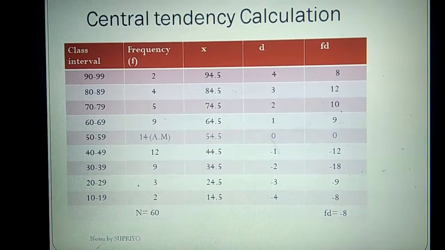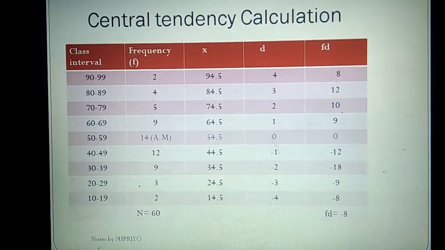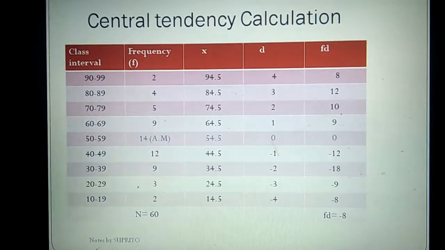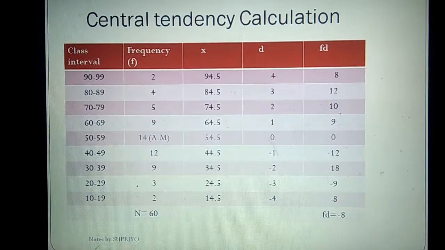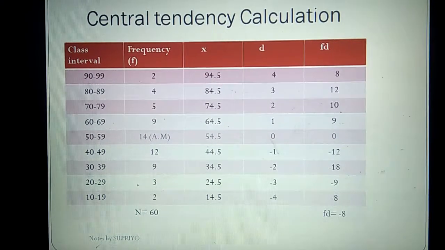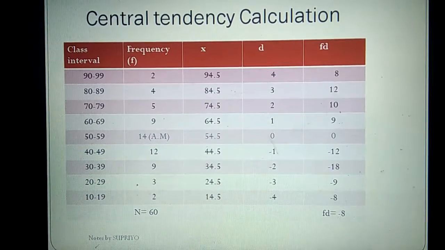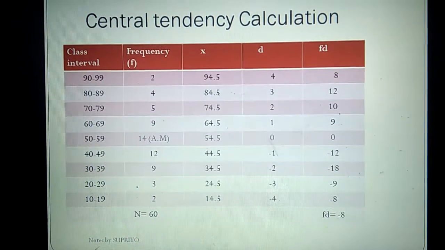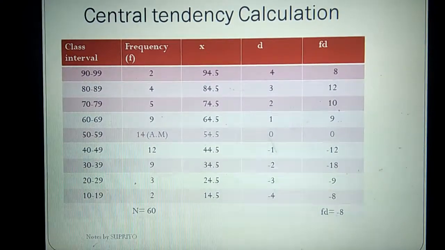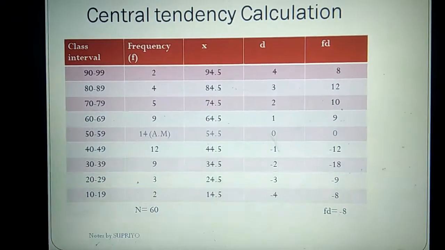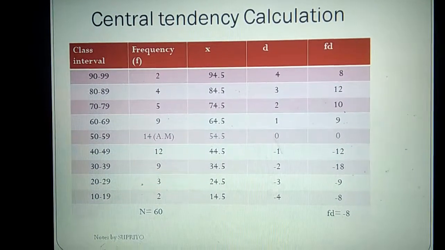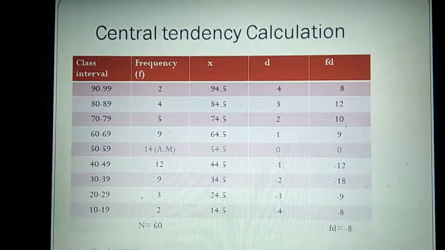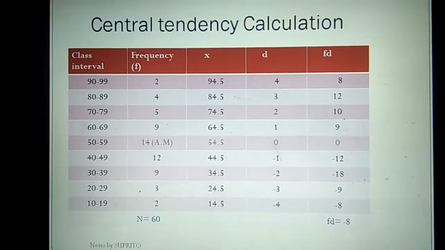Now we were required to find the arithmetic mean. For that, we need the value of N, which is the total frequency. So by adding up 2 plus 4 plus 5 plus 9 plus 14 plus 12 plus 9 plus 3 plus 2, on the frequency table in the second column, we see the value of N equals 60. Now as we move to FD, we also find the summation of FD, and it turns out to be -8. These are the two values we need for the calculation.